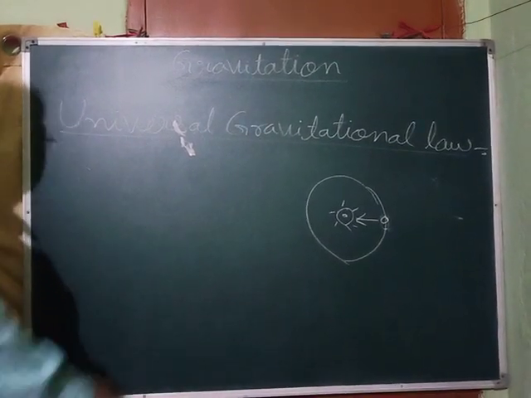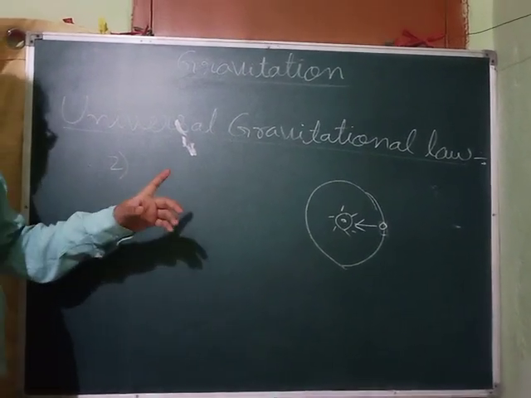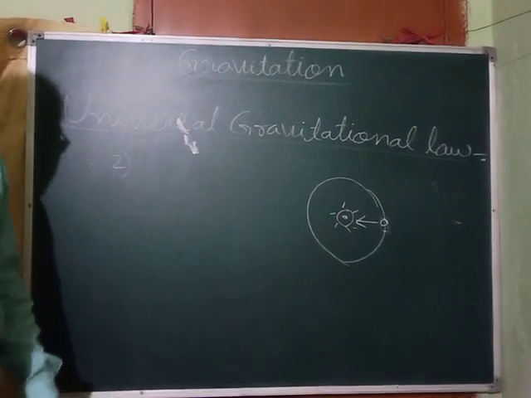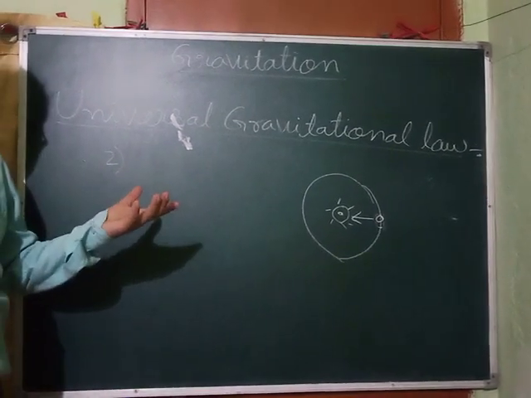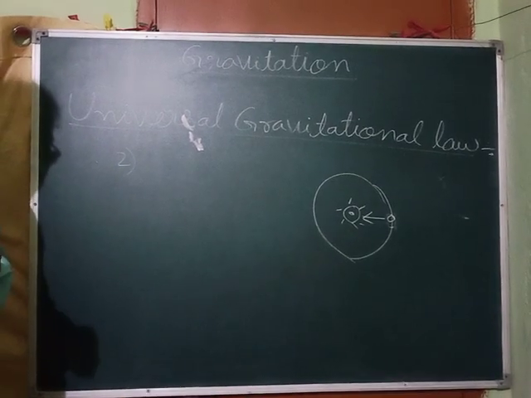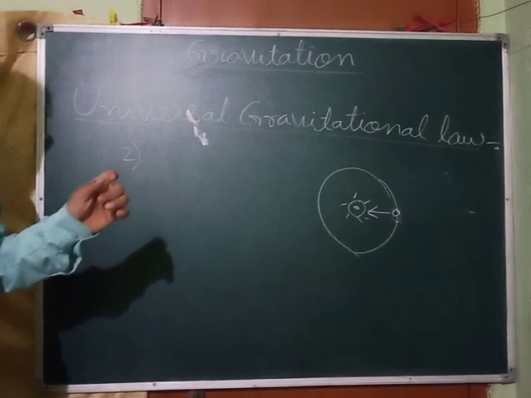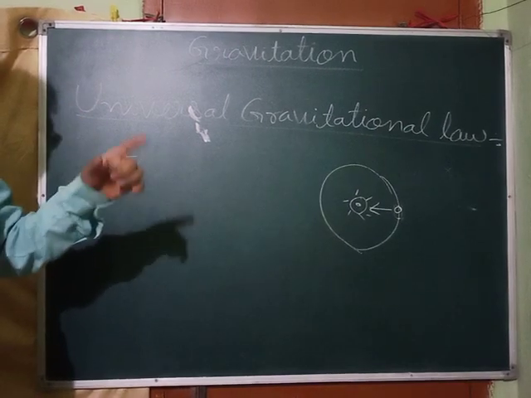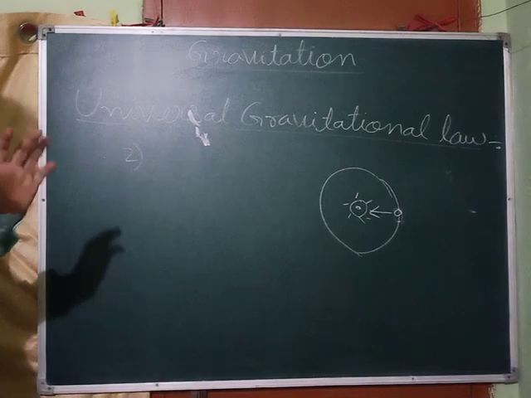Second point, rotation of the moon around the earth. Again you can write in bracket, the attraction between earth and moon gives the necessary centripetal force to the moon for motion in a circular path.